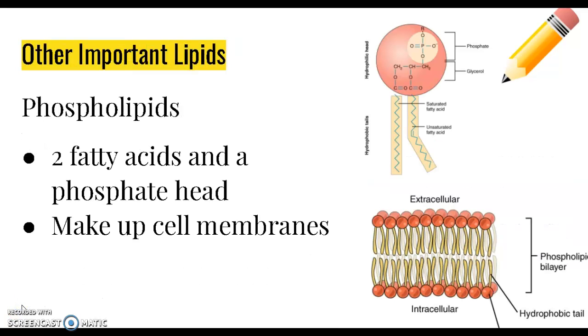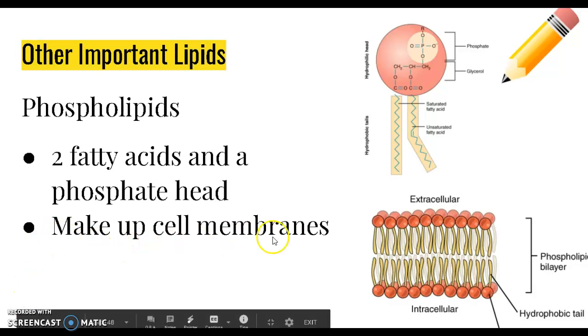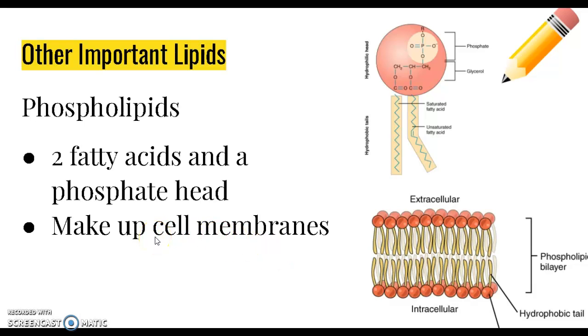Another really important lipid are phospholipids. These kind of look like a balloon with two strings. These are made of two fatty acids and a phosphate head, and this is the lipid that makes up your cell membranes. And so we'll talk more about this special lipid when we get to membranes.